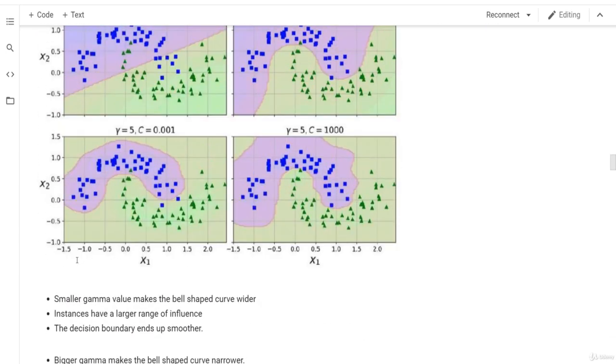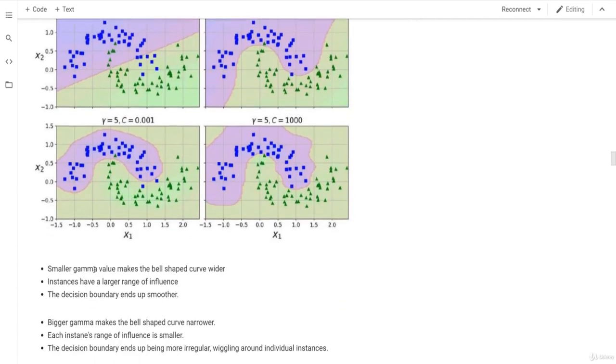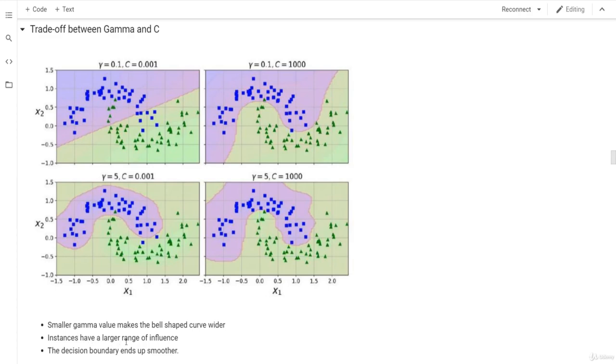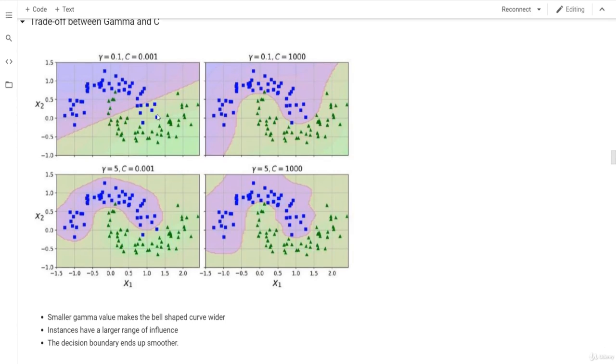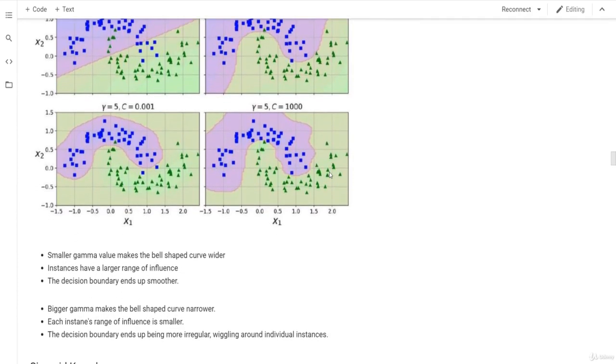Basically, smaller gamma values make the bell curve wider. So instances will have a larger range of influence, and the decision boundary ends up smoother. So if we decrease gamma, as you can see, here or here, the decision boundary itself is smoother than before. With smaller values of gamma, here or here, we have a very, very smooth decision boundary. Here it's a very smooth decision boundary, and here also. Here the decision boundary is not that smooth. So this is basically the trade-off between C and gamma.